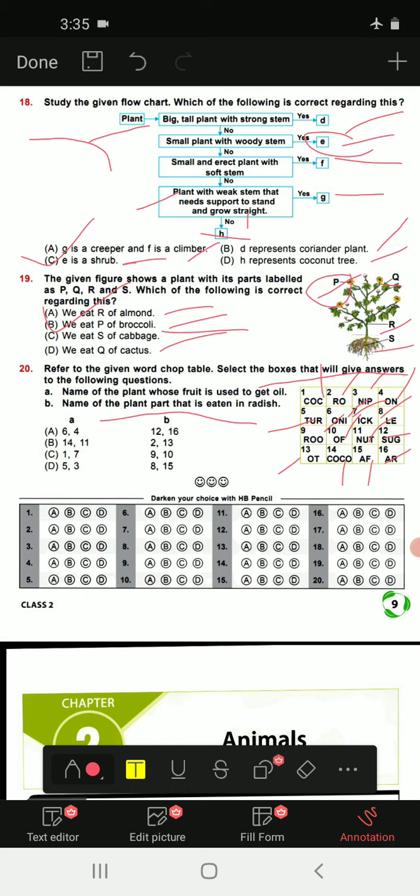Now the options. This is the part A and this is the part B. So option A, in the part A, 6 and 4, that is ONI and ON, and B is 12 and 16. Option B, 14, 11, 2, 13. Option C, in the part A, 1, 7, and in the part B, 9, 10. Option D, in the part A, 5, 3, and in the part B, 5, 8, 15. Which option is correct?